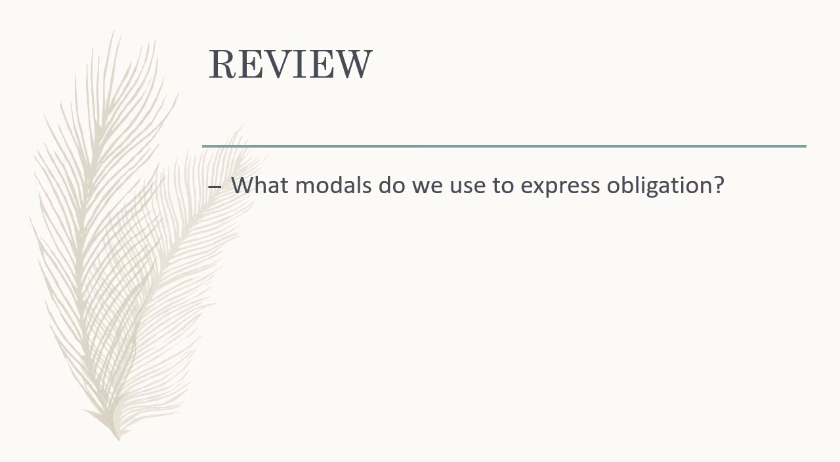So the three modals of obligation that we discussed last time were the modals must, has to or have to, and should. Must and has to or have to are used to express strong obligation, only that must is usually used in written English and has to or have to is used in spoken English. Should, on the other hand, is a modal that we use to show weak obligation or only a sort of advice or suggestion.